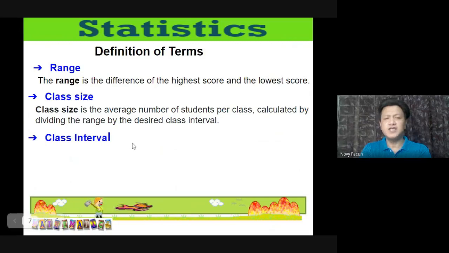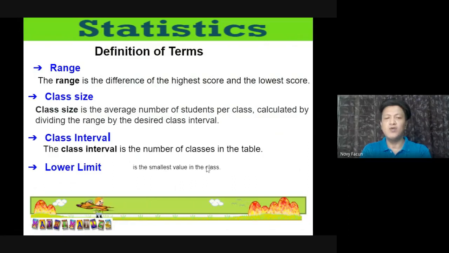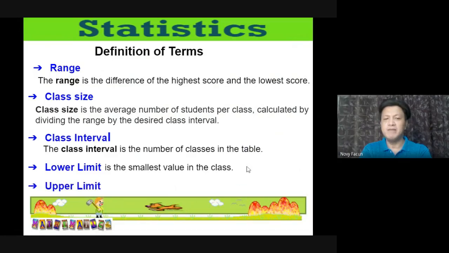And speaking of class interval, that is the number of classes in the table. Ibig sabihin yan, yan yung number na naka-bracket doon sa ating class size. And that is another, we have lower limit. Pag sinabi naman natin lower limit, that is the smallest value in the class. And of course, we have the word upper limit. Ito naman yung greatest value in the class. Okay, yan yung kailangan nating matandaan.